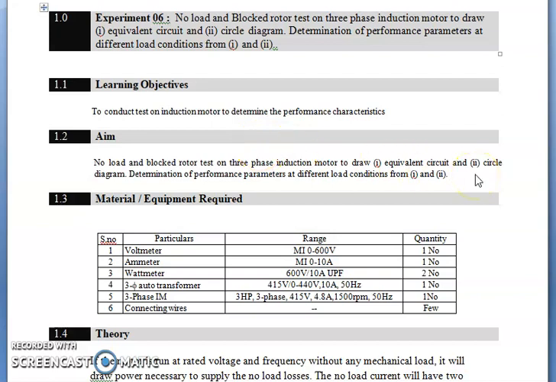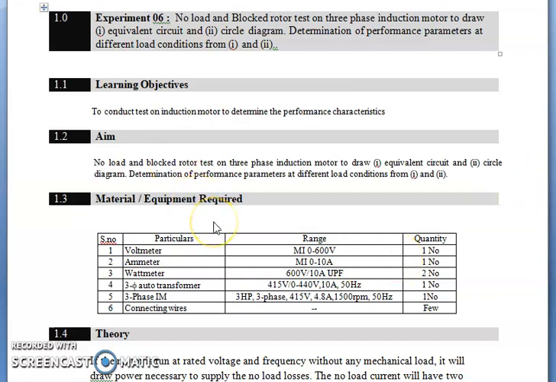Students, let us begin with experiment number 6. The aim of this experiment is to determine performance parameters of an induction machine after conducting no load and block rotor tests on a three-phase induction motor, then drawing the circle diagram and equivalent circuit of the induction motor.